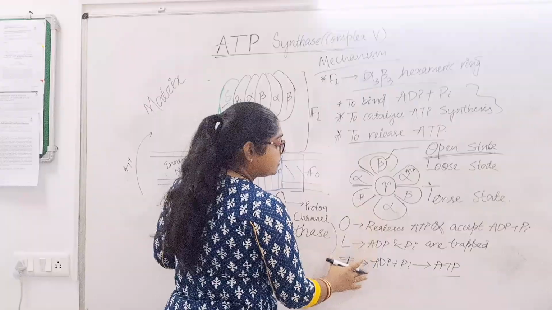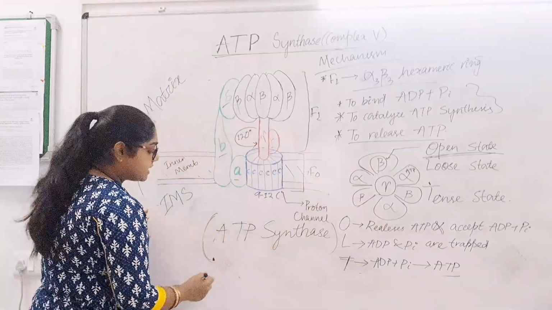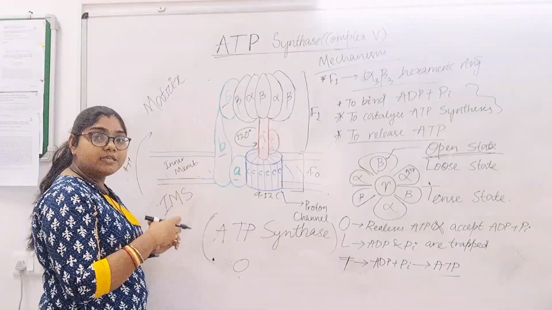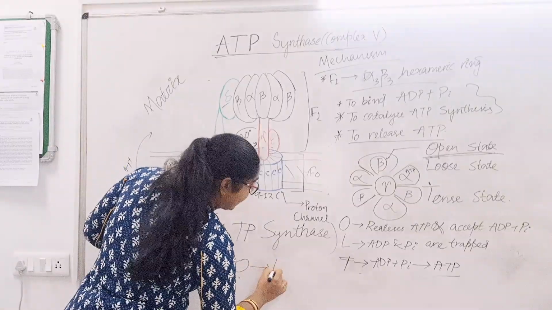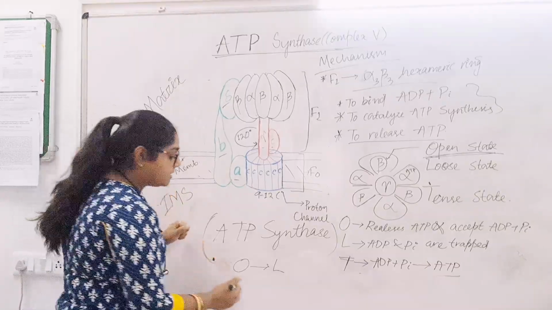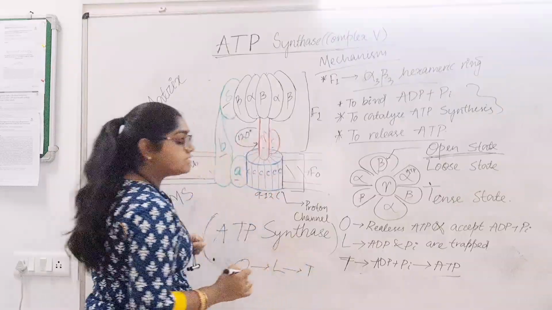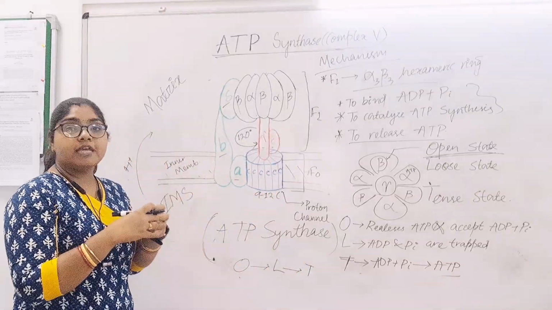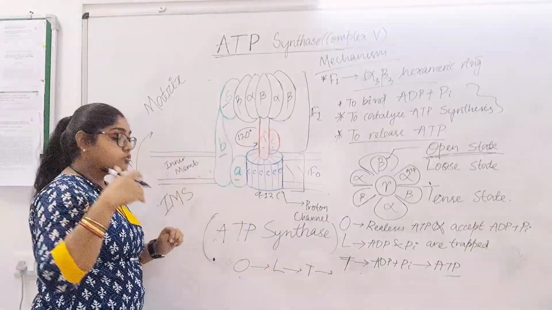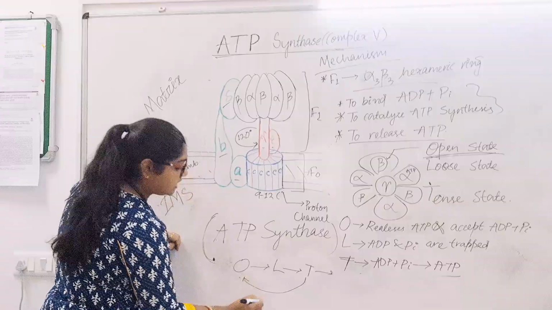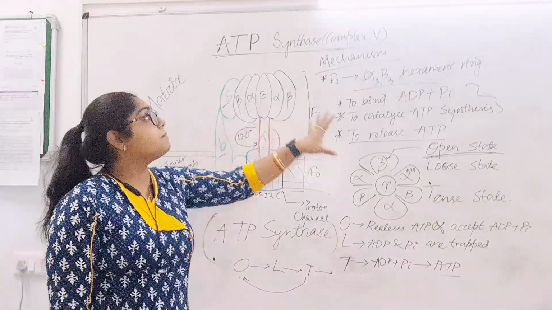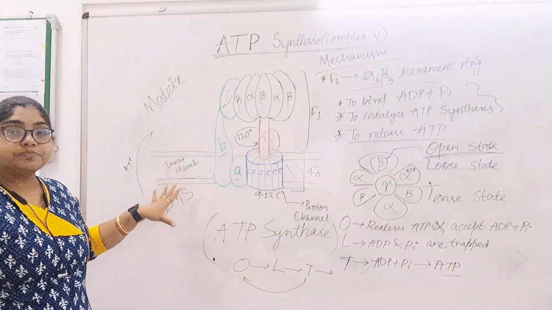So if we look at the order of the reactions, we can say the O state comes first because ADP and inorganic phosphate are coming inside. Then it moves to the L state, the loose state, where ATP and inorganic phosphate are trapped. It can't leave the site. Then the tense or target state, where they bind together to produce ATP, and again it goes back to the O state to release the ATP. So this is the mechanism of ATP synthase.